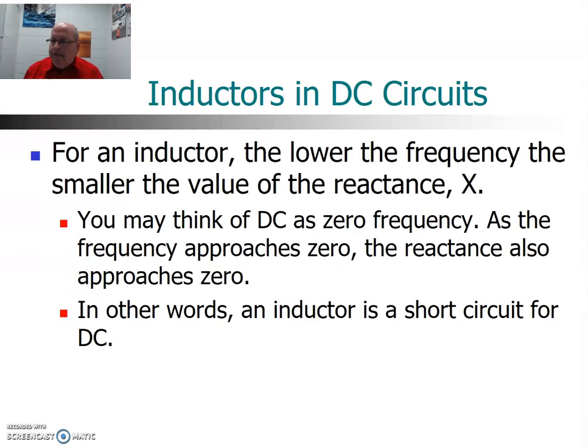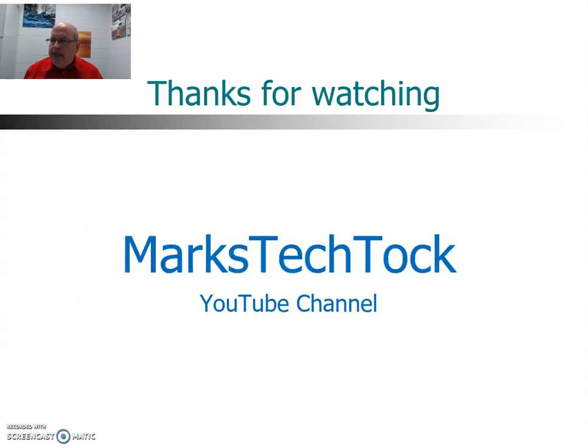Inductors, what you'll find is as the frequency goes down, the reactance goes down. So at a zero frequency, which is kind of like what DC is, we get a value of reactance of 0, and that means that the inductor is a short circuit for DC. In other words, it has 0 resistance. So hopefully that gives you a little bit of introduction to what impedance is.